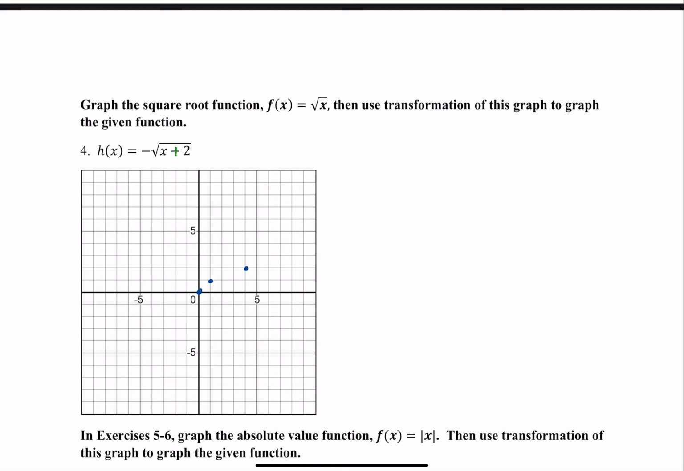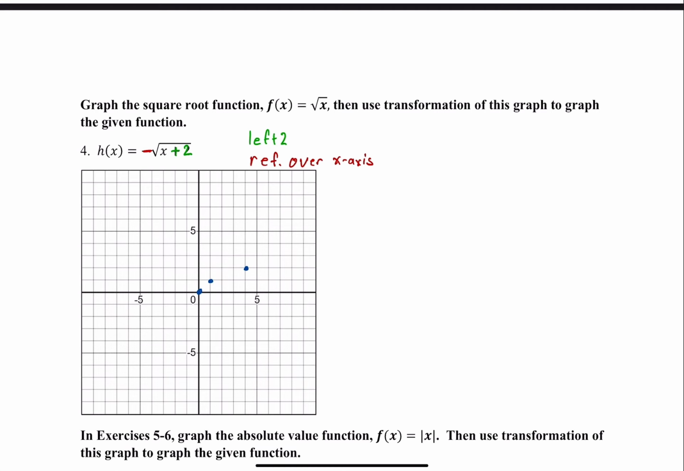And this time we have that +2, and I alluded to that last time. That is to say, if you have addition inside, it's going to be horizontal. So this one is just going to be a move us to the left 2. So it's going to go to the negative direction, even though it's positive. And this negative right here is going to be outside. So that means, again, it's going to be a reflection, because reflections are caused by multiplication by a negative. And it's going to be a reflection over, again, the x-axis.